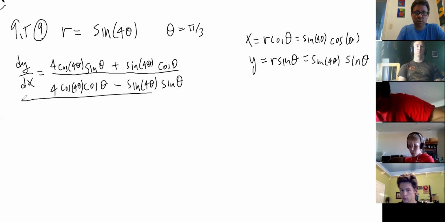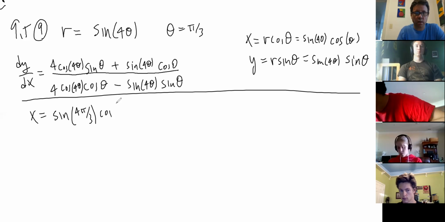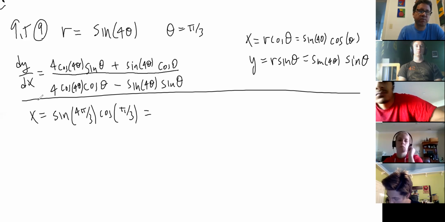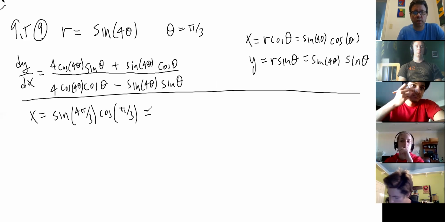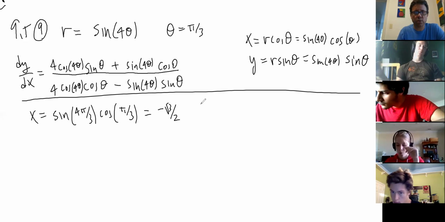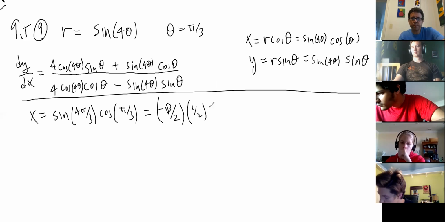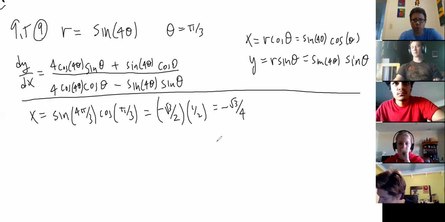So let's see. Maybe I'll start with x. So x will be the sine of 4 pi over 3 times the cosine of pi over 3. I'm just taking this formula here and plugging in pi over 3. And 4 pi over 3 is in the bottom quadrant. I think that's negative square root 3 over 2. Cosine is a half. I think you should get negative square root 3 over 4 for x.